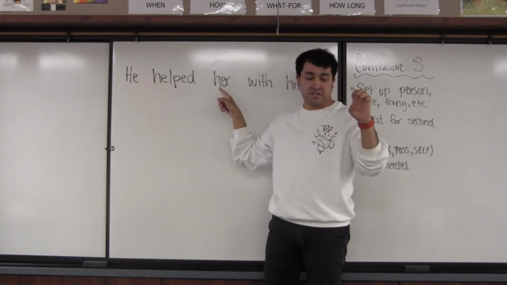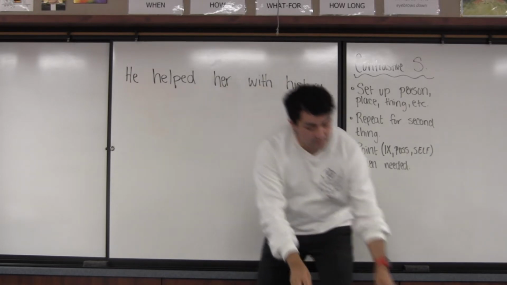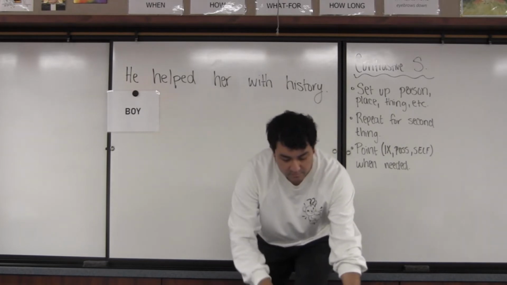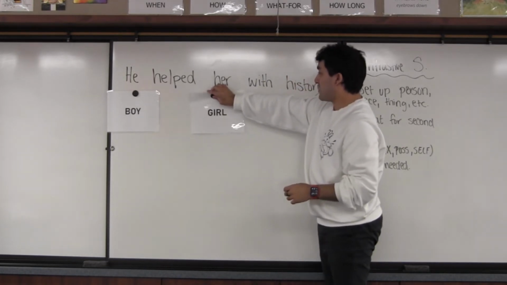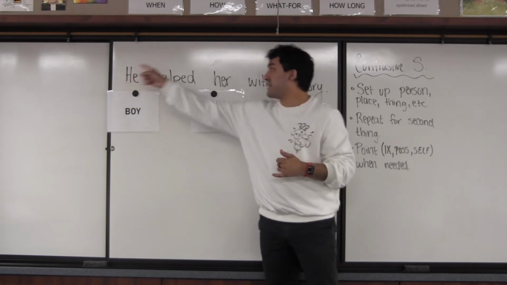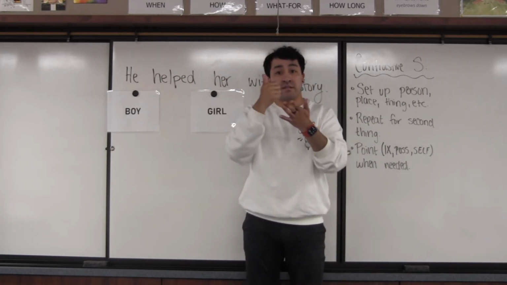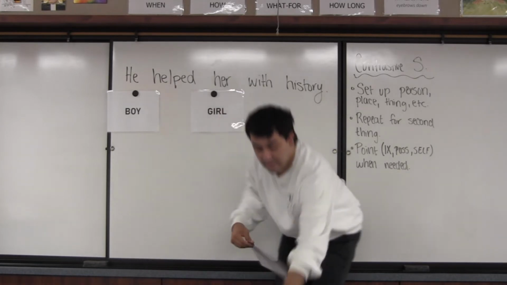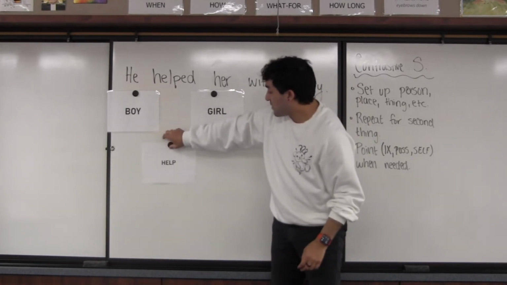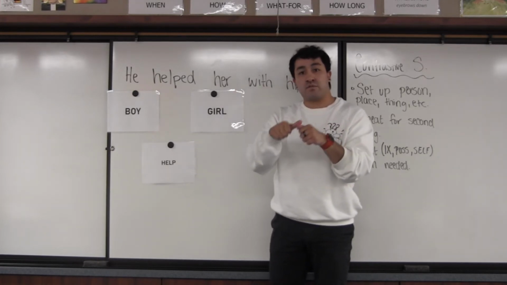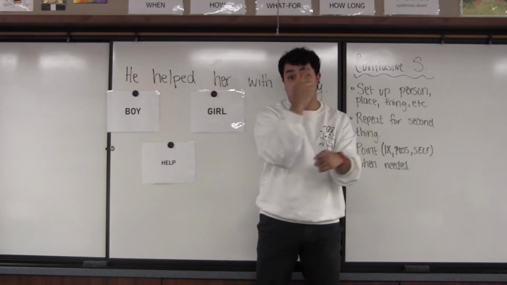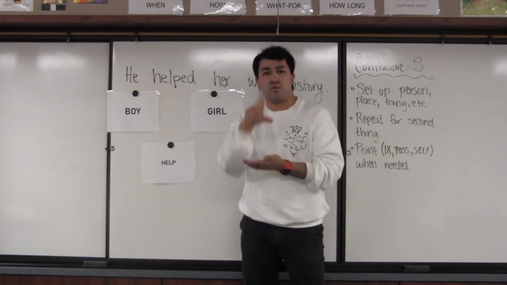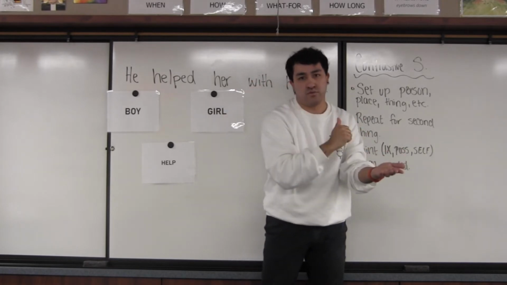First thing we're going to do is, of course, set up those two people. We have a he, we have a her. So we'll put a boy there and a girl there, and go ahead and settle that. So we have a boy, and then we need a girl. Okay. Now we need the sign for help. He's going to help her, and we'll just put that down there. But we need to remember that he is helping her, right? It's not her helping him. So it's the boy helping her.